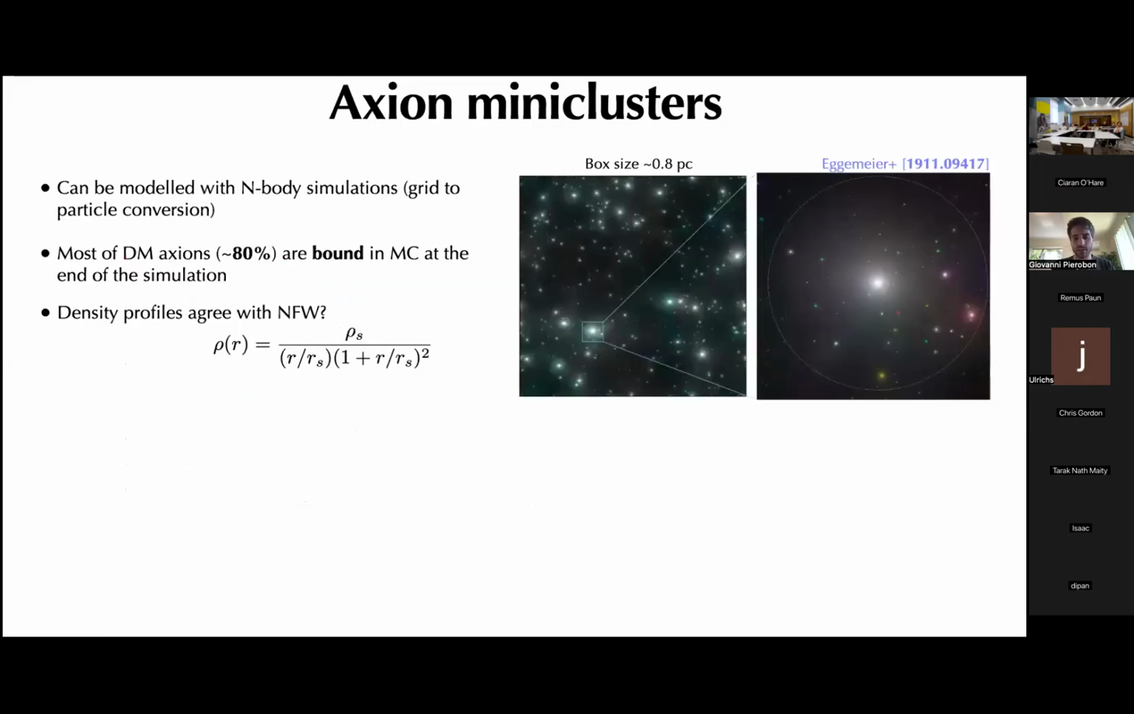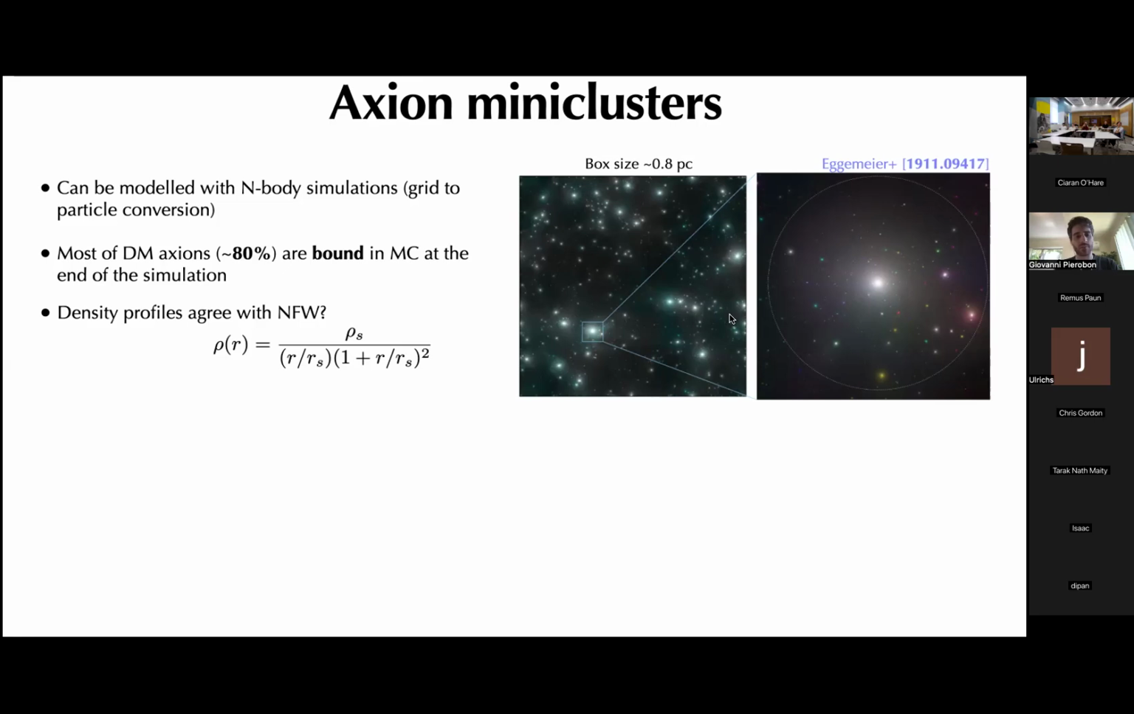So what are these miniclusters? Well, they are essentially bound objects, so we can simulate them with n-body tools, which is great. The first time that this has been done with quite a large resolution was by Eggemeier's group in 2019. The box size here is about a parsec, so the miniclusters are, I would say, milliparsec or so.